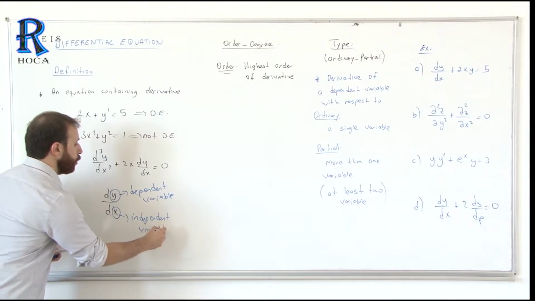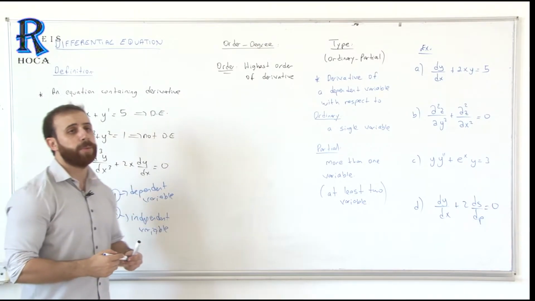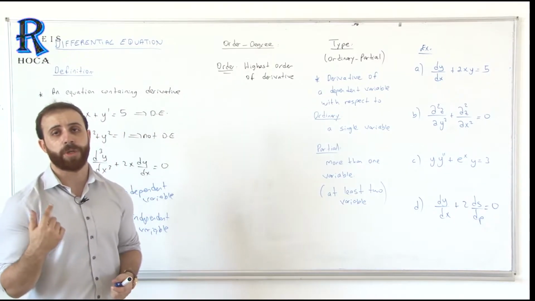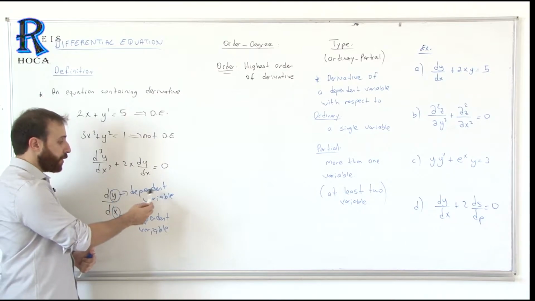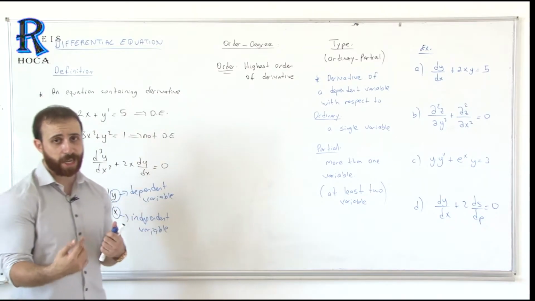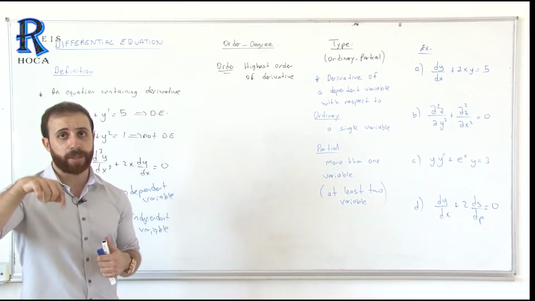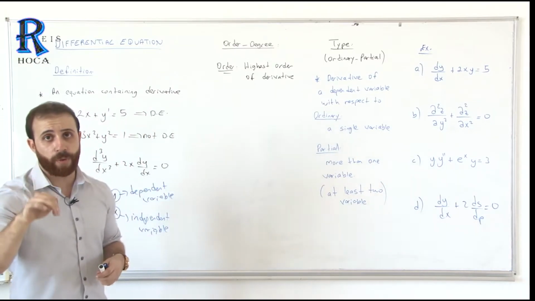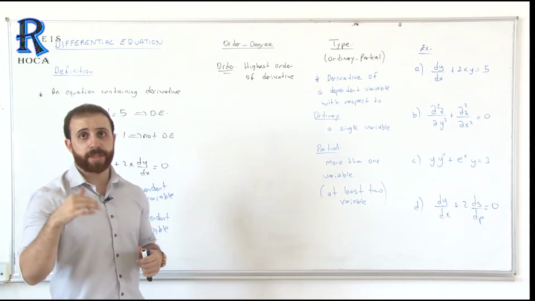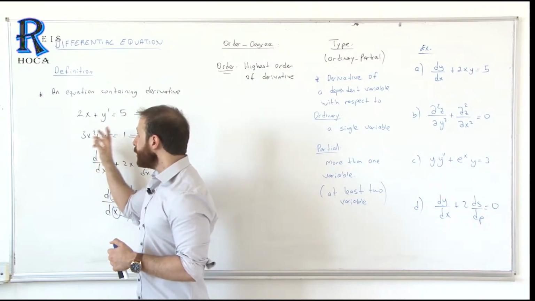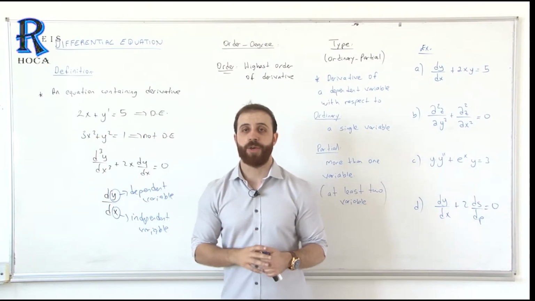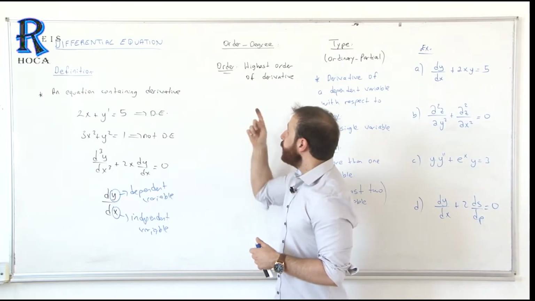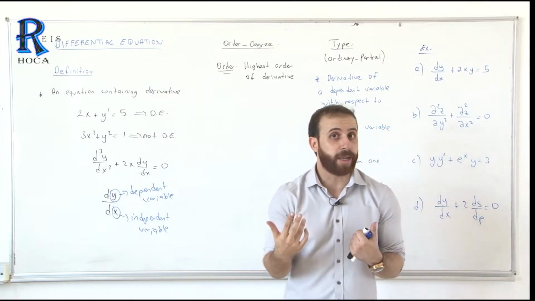So don't forget: the variable that we are taking the derivative with respect to is independent, and the variable that we are taking the derivative of is dependent. By shape, the denominator is independent and the numerator is the dependent variable. An equation that contains a derivative is a differential equation.